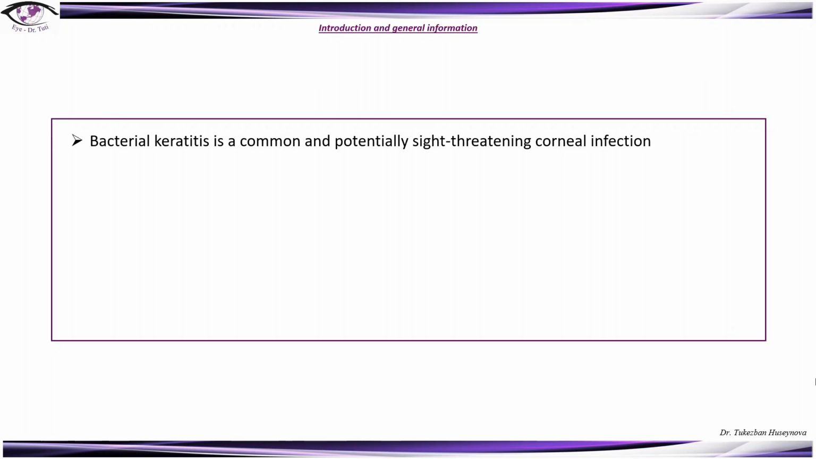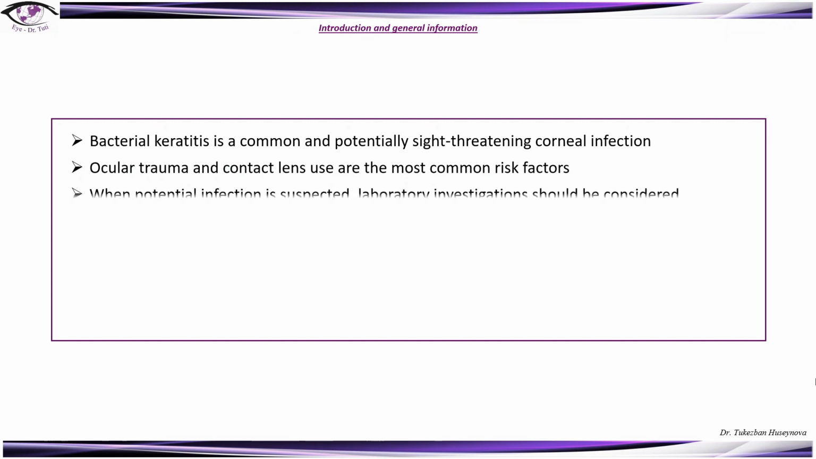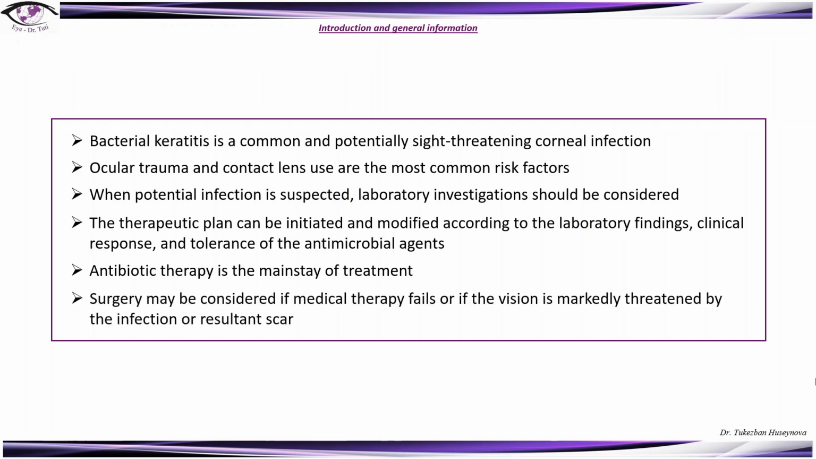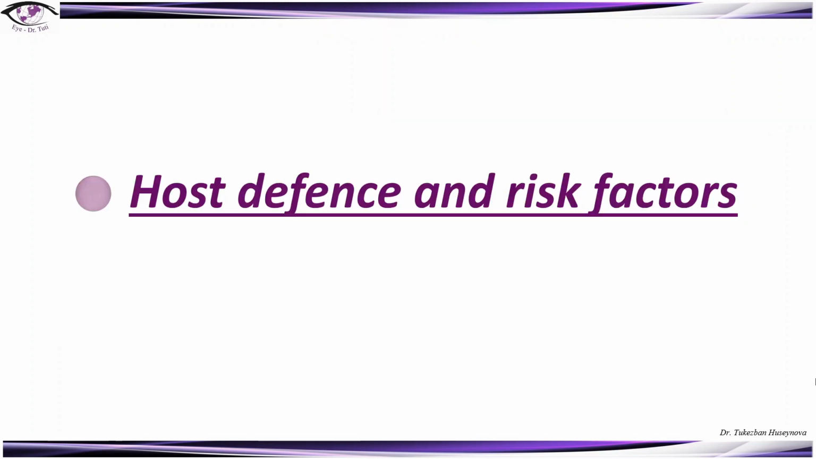Introduction. Here I would start with general information on bacterial keratitis, which is a common and potentially sight-threatening corneal infection. Ocular trauma and contact lens use are the most common risk factors. When infection is suspected, laboratory investigation should be considered. The therapeutic plan can be initiated and modified according to the laboratory findings, clinical response, and tolerance of the antimicrobial agents. Antibiotic therapy is the mainstay of the treatment, and surgery may be considered if medical therapy fails or if the vision is markedly threatened by the infection or resultant scar.